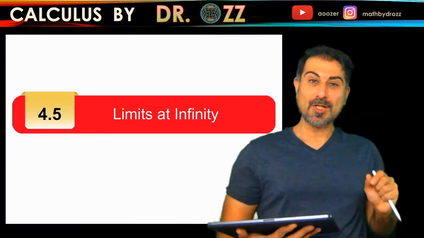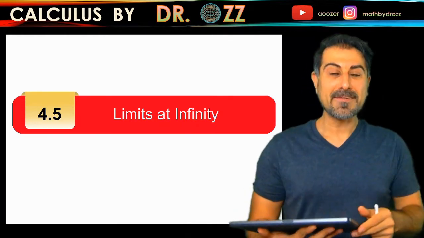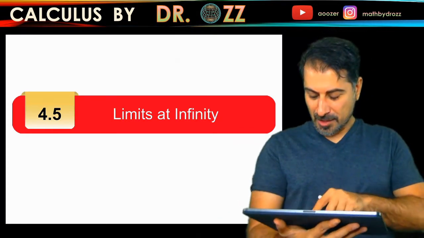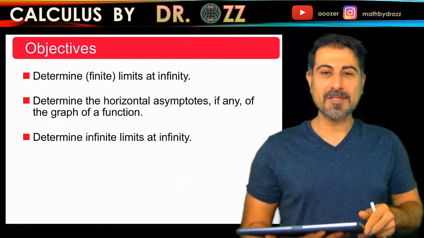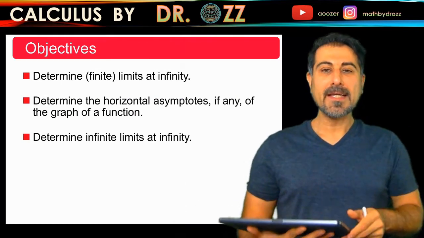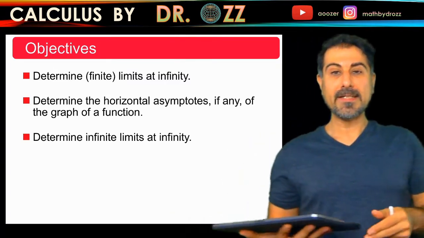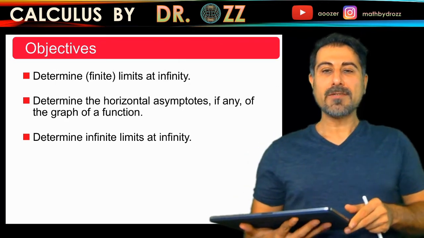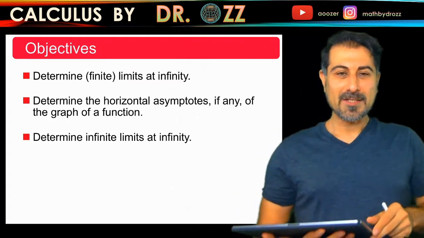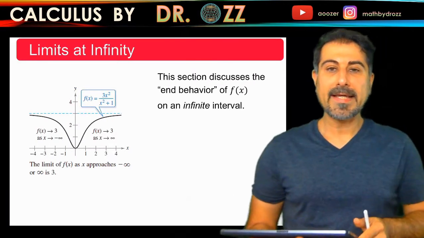This concept of limits at infinity is going to allow us to investigate if a function has horizontal or slanted asymptotes. We have three learning objectives to achieve today. The first is how to determine limits at infinity. The second is how to determine the horizontal asymptotes, if there are any, of the graph of a function. And eventually we're going to determine infinite limits at infinity. So that's going to be a fun series of videos. Let's get started.